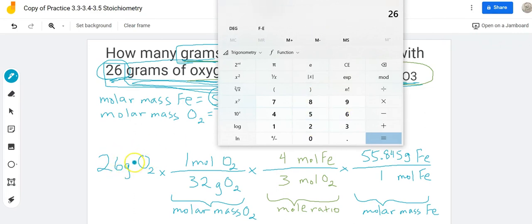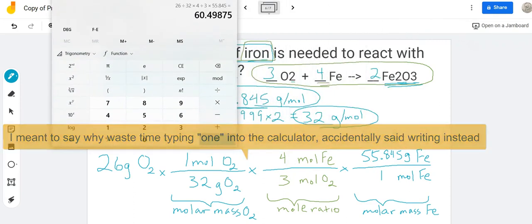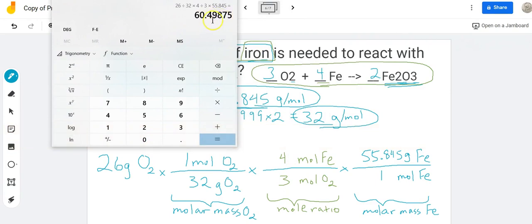26. Start with the number you're given. Divide by 32. Times 4. Divide by 3. Times 55.845. Notice I skipped the ones because multiplying by 1 and dividing by 1 does not change your answer. So why am I wasting that time writing that down? So my final answer is 60.498, which rounds to 60.5.